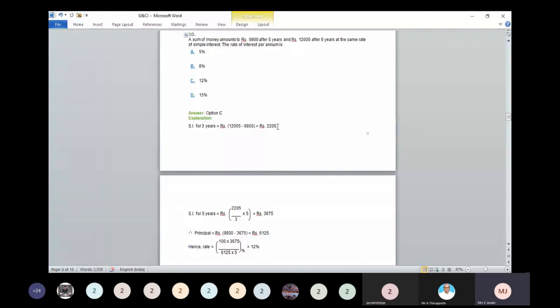From this result, you can calculate the simple interest for 1 year. So simple interest for 3 years is equal to 2,205. What about the simple interest for 1 year? Divided by 3. So the simple interest for 1 year is equal to 2,205 divided by 3. What about the simple interest for 5 years? You can multiply by 5. So for 1 year it is 2,205 divided by 3, and for 5 years, multiplied by 5.